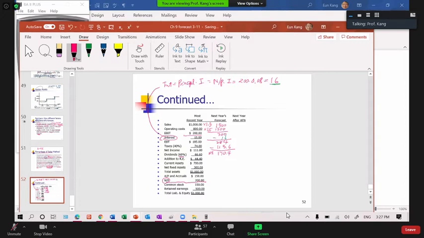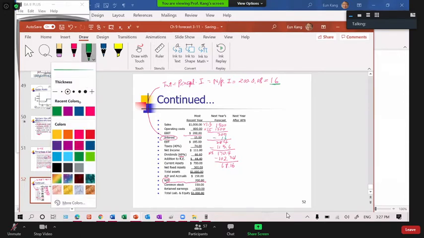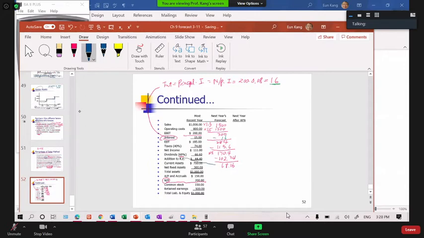So in the exam, you have to show me dollars and cents. 102.24. Then you have 68.16. That is the addition to RE, addition to retained earnings, 68.16.